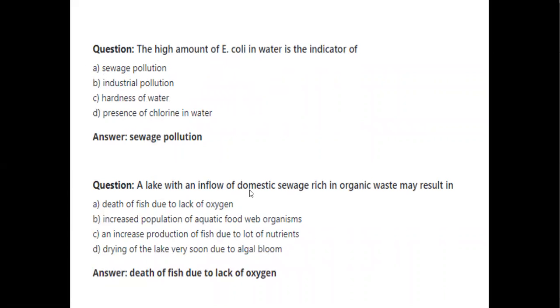A lake with an inflow of domestic sewage rich in organic waste may result in death of fish due to lack of oxygen, increased population of aquatic food web organisms, increased production of fish due to lot of nutrients, or drying of the lake very soon due to algal bloom. Your first option is the right answer, death of fish due to lack of oxygen. So option E is the right answer here.